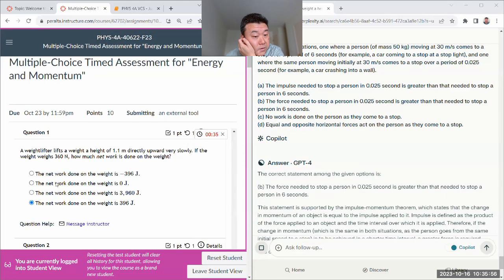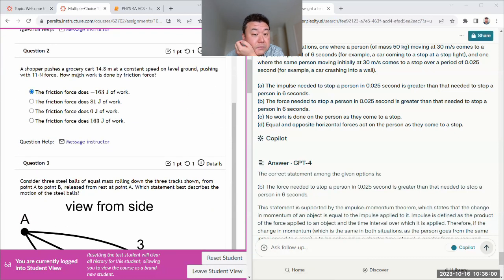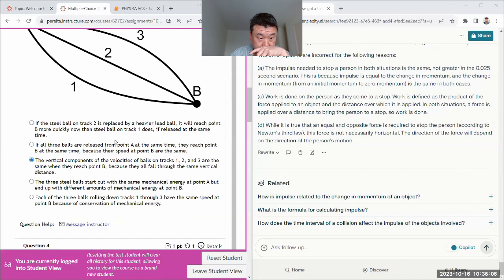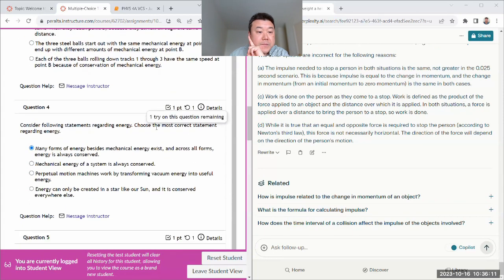So this is wrong. It should be 0. This is probably right. So ChatGPT will have missed at least one. I see, components are not the same. So missed at least two.